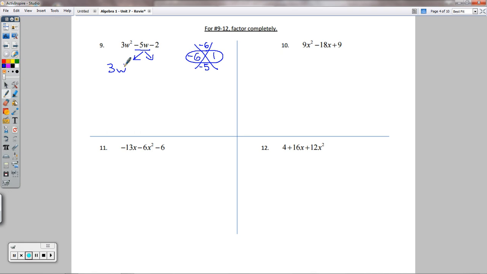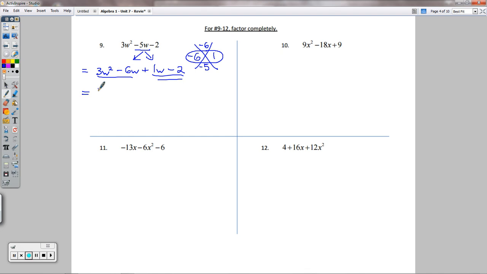So you've got 3w squared minus 6w and then plus 1w minus 2. Negative 5w is the same thing as negative 6w plus 1w. So I didn't change what it equals, I just changed how it looks. Now I'm going to group together things. So I'm going to group these two together and these two together. If you wrote the 1w first, you're going to get the same answer in the end. So don't worry if you write these in a different order. If you do it right, you get the same answer.